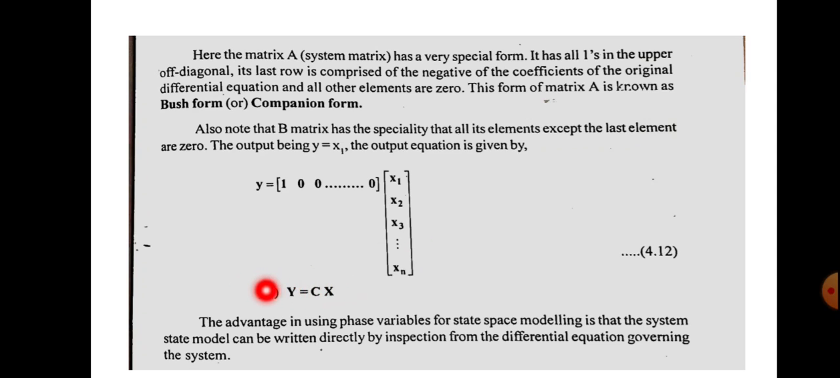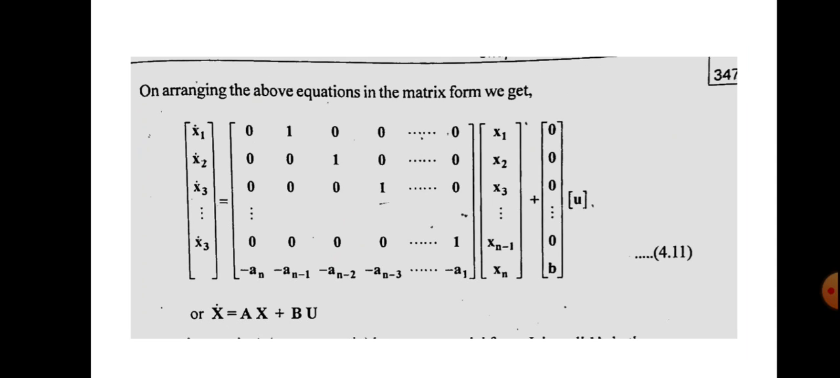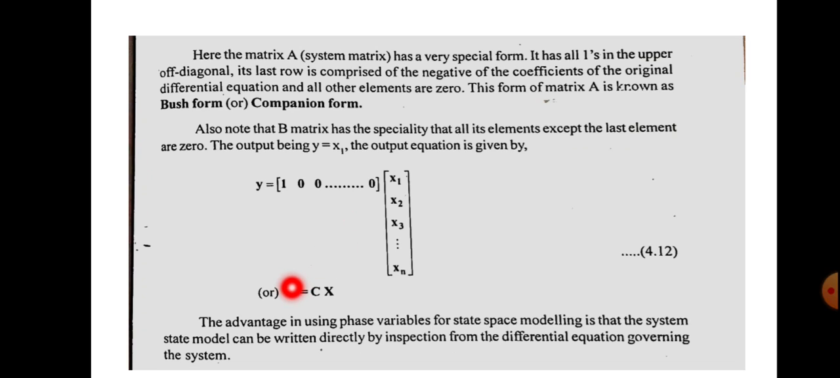So this is the phase variable representation corresponding to the differential equations, and the state equation is x dot equal to Ax plus Bu, and the output equation is y equal to C into x, where C is a row matrix whose first entry is equal to 1 and all other entries are 0. The state vector is x1, x2, x3, etc., up to xn.